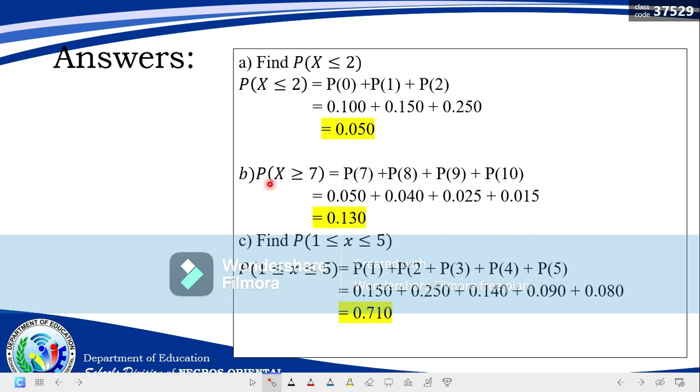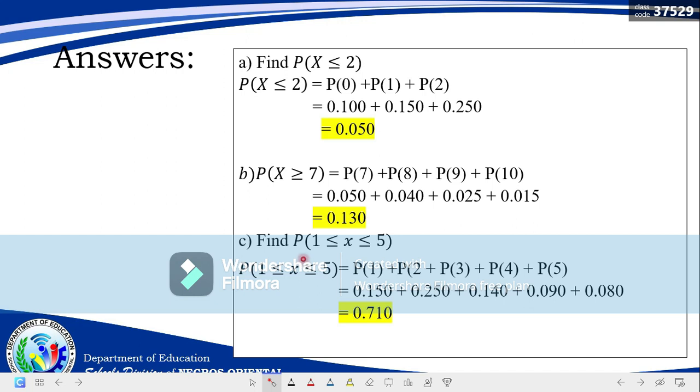What is the probability when x is greater than or equal to 7? You have to analyze and understand properly the inequality symbol that is being used. It says greater than or equal to 7. It gives us an idea that we're going to start at the probability of 7 until the last one, which is 10. So P of 7 is 0.050, when x is 8 is 0.040, P of 9 is 0.025, and where x is 10 is 0.015, a total of 0.130. So this is now the answer.